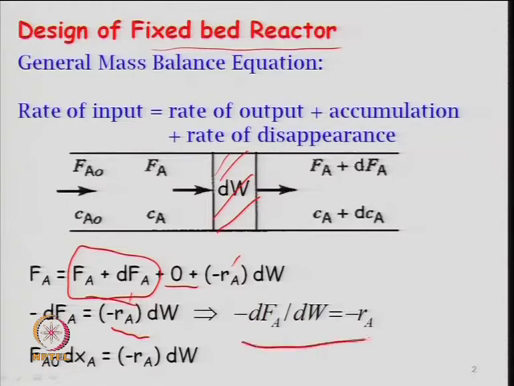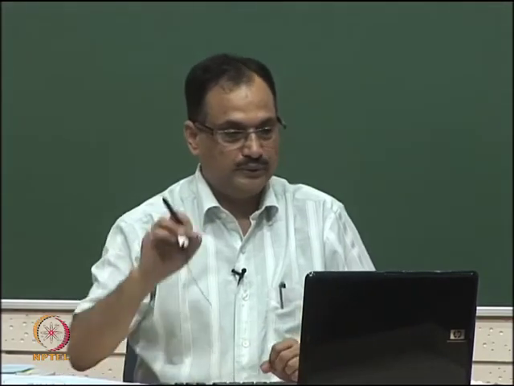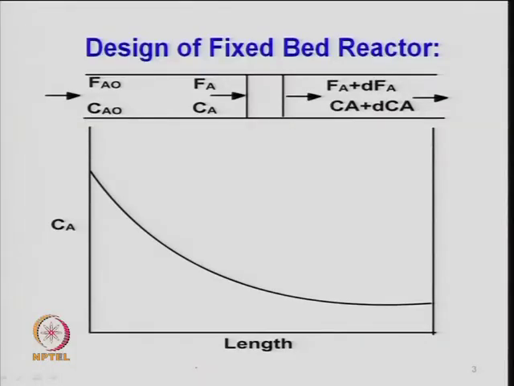So one can very easily write a differential form of the equation, which is minus dFA by dW is equal to minus RA dash, that is moles reacted per gram of catalyst per unit time, because FA is the moles per unit time, it is a continuous reactor. One can write a relationship like this also: FA naught dXA is equal to minus RA dash into dW, which we already discussed earlier.